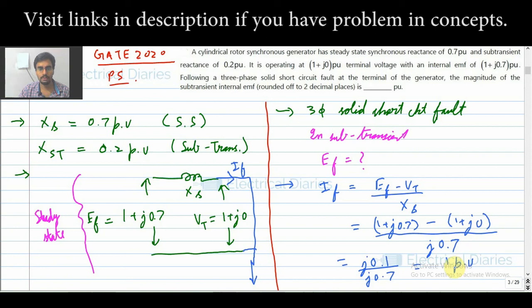Now you have to find it in the sub-transient region. In the sub-transient region, the circuit remains the same, but the reactance you will use is the sub-transient reactance. Your VT will remain the same, 1 plus j0, and your EF will change.